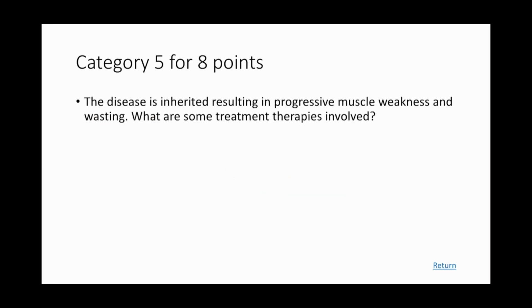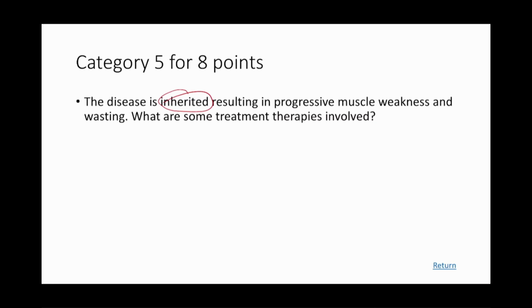This disease is inherited, resulting in progressive muscle weakness and wasting. What disease are we talking about? We haven't even talked about Parkinson's this unit. No. This is not cerebral palsy. Muscular dystrophy. Why? Muscular dystrophy has a genetic inherited component. Cerebral palsy is a defect in development. Nothing to do with genetics. It's not inherited. It's a problem with either the way that you were born or something in development.